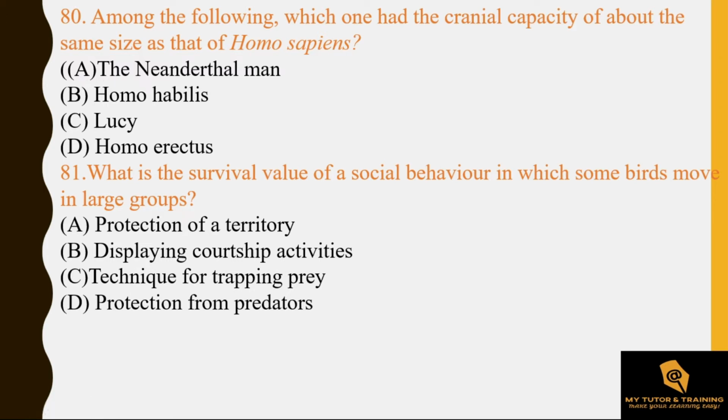Good. Let me turn to question number 81. What is the survival value of social behavior in which some birds move in large group? A. Protections of territory. B. Displaying courtship activity. C. Technique for trapping prey.